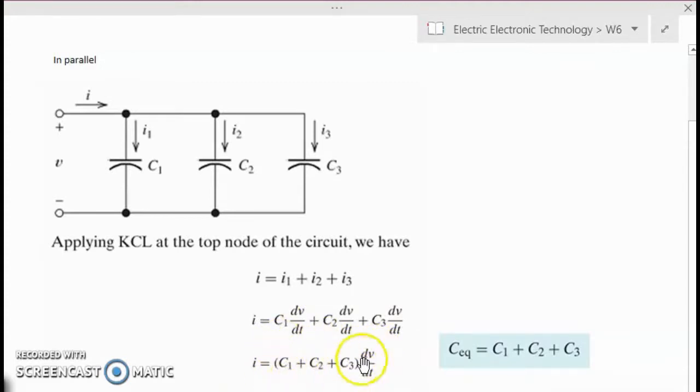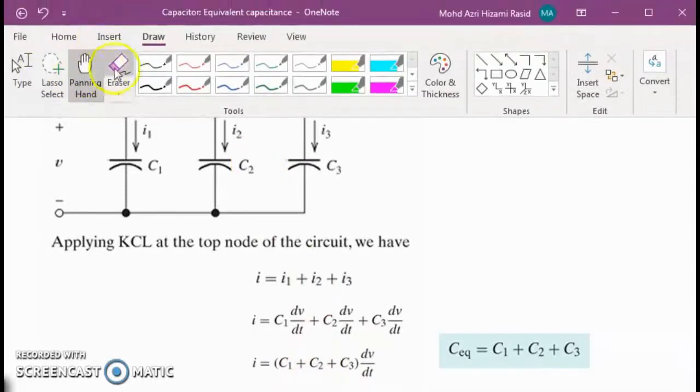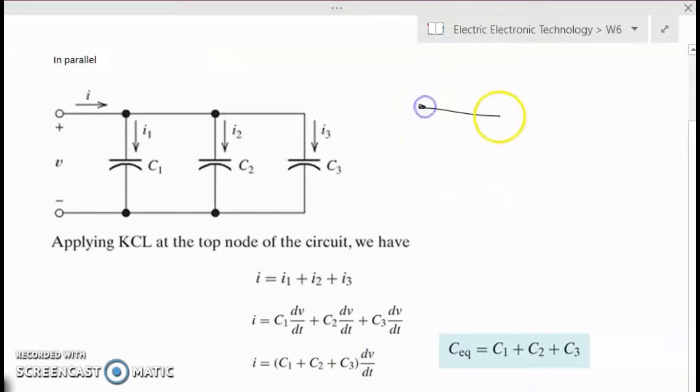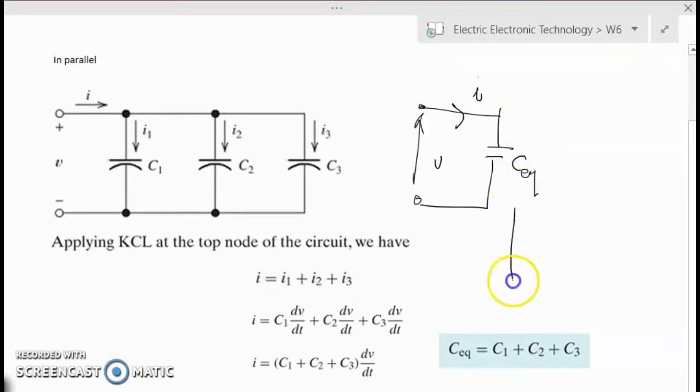So now we see that there is a grouping of capacitances over here. If you look at this, I equals the sum of C multiplied by dV over dt. So the sum of C is what we call the equivalent capacitance. We can now redraw the circuit as a circuit with a single capacitor, with the same voltage V and the same current I, but instead of having C1, C2 and C3, we have C equivalent, and C equivalent equals C1 plus C2 plus C3.